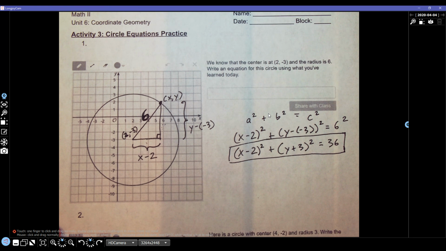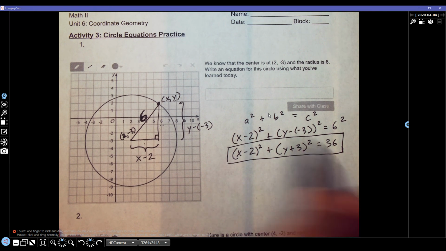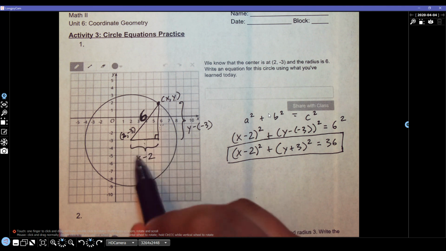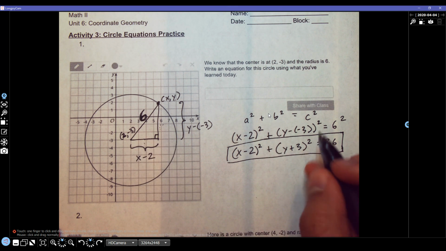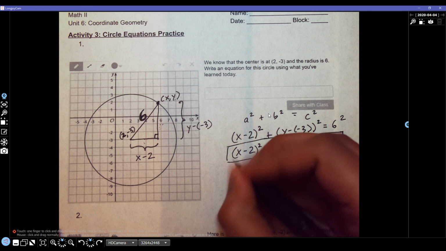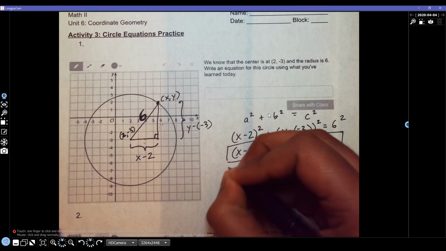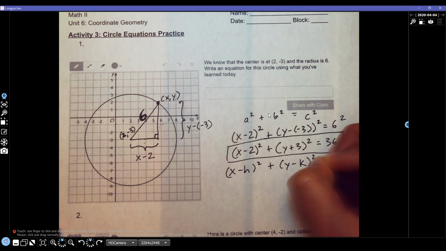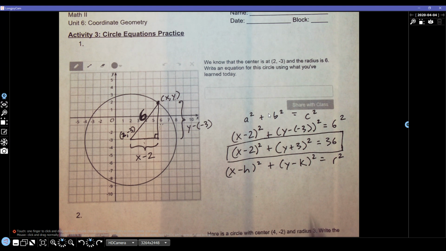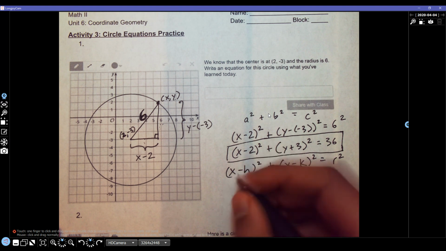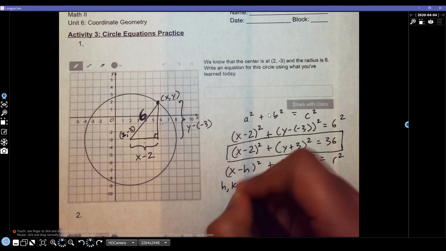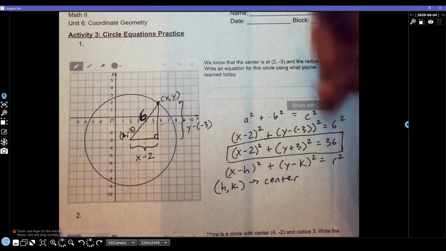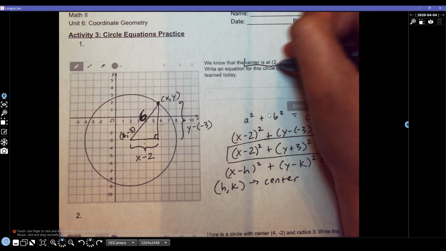So once you start to get comfortable with this equation and this right triangle process, we can actually go directly to our equation. So when we had (x minus h) squared plus (y minus k) squared equals r squared, h comma k is our center. We know that our center is at (2, -3).